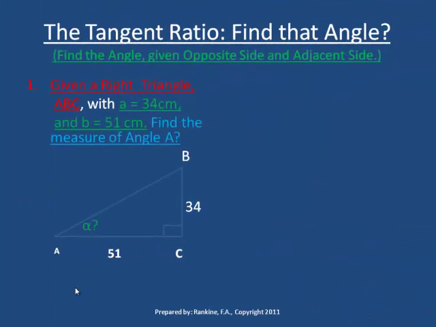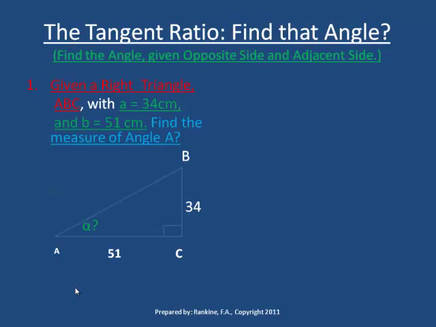Now let's take an example. Here we have a right triangle with the side opposite to angle A equal to 34 and the side adjacent to angle A is 51. The missing angle is at A. This symbol is alpha. It could have been X or theta. It's not the symbol that is used that is important, it's what it represents. We need to find the angle knowing the opposite and the adjacent.